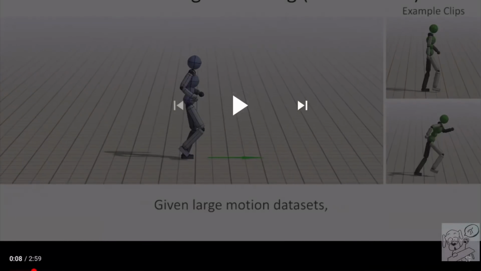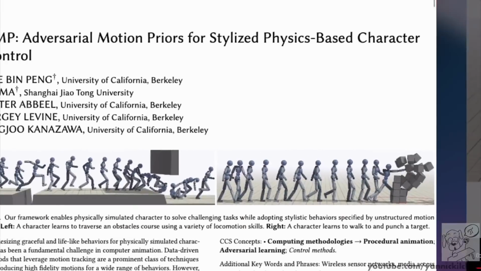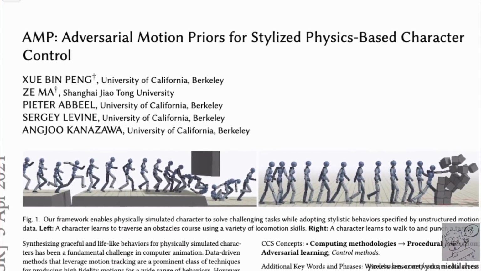All right, we're going to get into this video in a second. Today we're going to look at AMP, Adversarial Motion Priors for Stylized Physics-Based Character Control by Xue Bin Peng, Ze Ma, Pieter Abbeel, Sergey Levine, and Angjoo Kanazawa.